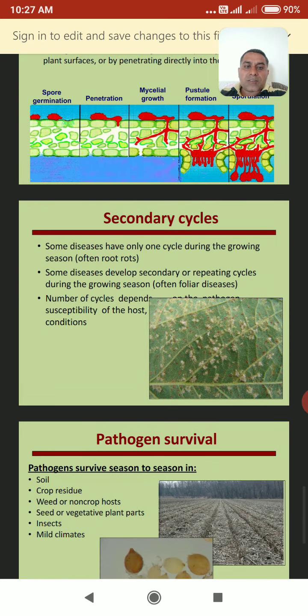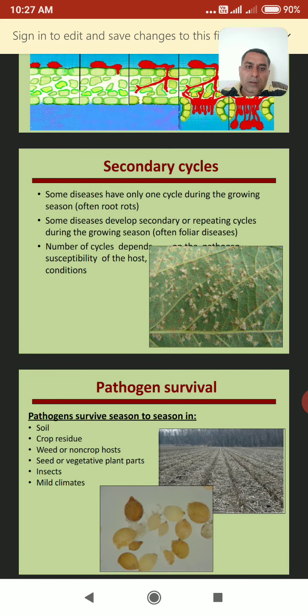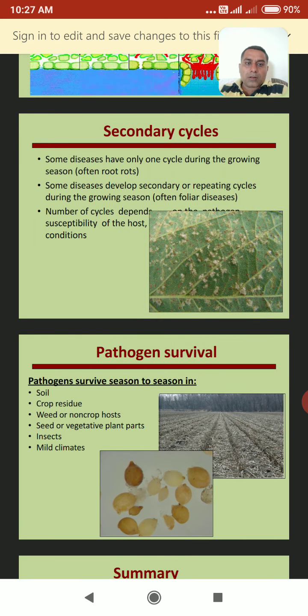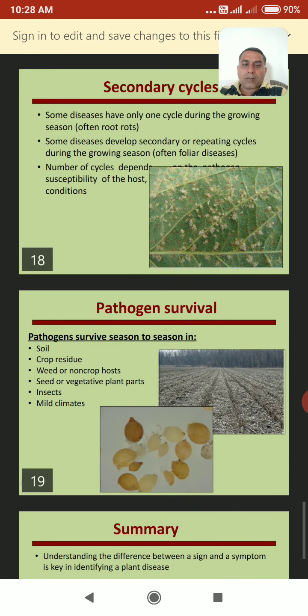This is a structure of the disease cycle, where we can see the underside of the leaf. Pathogen survival. How does the pathogen survive, or what is the survival stage of the pathogen? Pathogens survive from season to season in soil. They stay in the soil for many days. Crop residue means the leftover parts of the crop.